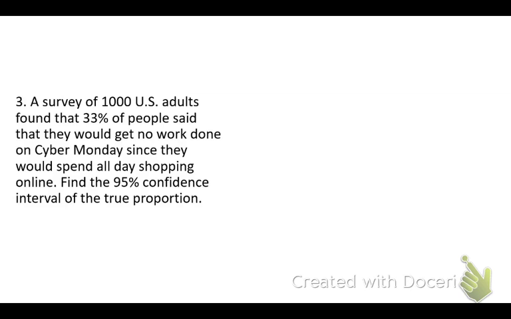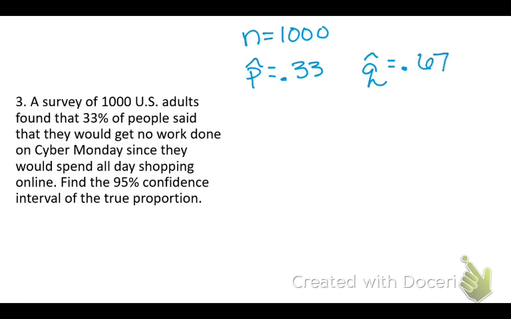So we can go ahead and start working on this. We can have our population or our n value, which is 1,000. They went ahead and told us 33% of people said they would not get work done. And since it's their percent, that means that is our p hat, which is 0.33, making our q hat 0.67. And then finally we need to find our 95% interval, and we get to use our z sub alpha. So we should have that memorized as 1.96.